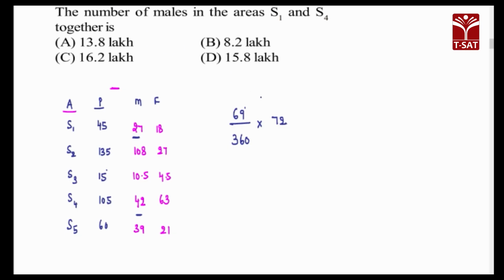I'm taking total 72. So 36 twos are 72, 36 tens are 360. I can actually cancel it in the 72 table itself, but I want 10 here so that I can do it easily. 69 twos are 138. Therefore by 10 gives me 13.8 lakh. So the answer is 13.8 lakh, option A.